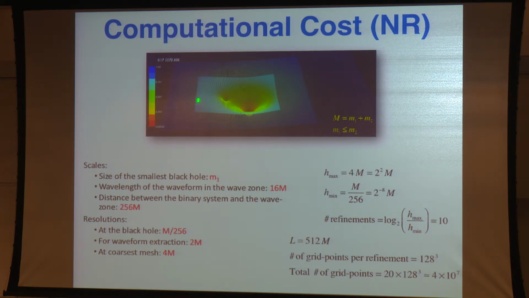And so what we have to do is put grids that allow us to resolve that physics. But unlike some codes, like a cosmological simulation where you're doing dark matter halos, here we also have to get out gravitational radiation.